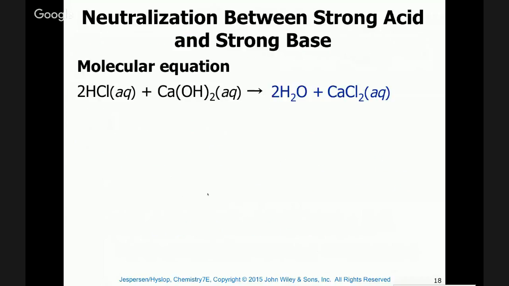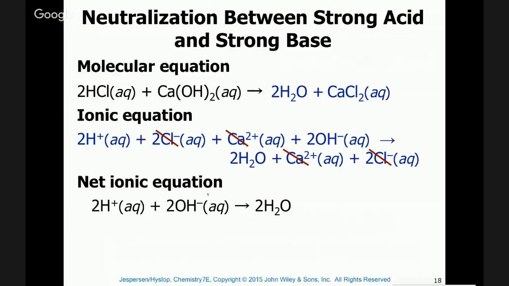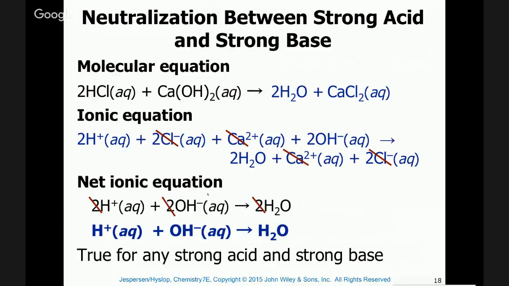What about neutralization? Your ionic equation, we have hypochloric acid and calcium hydroxide. Your net ionic equation again. We have hydrogen and hydroxide. Your hydroxide ion, your hydrogen ion. Water. H plus OH minus gives us H2O. True for any strong acid and strong base.